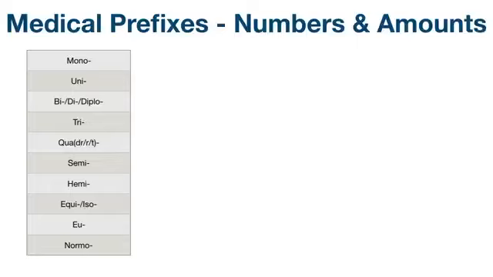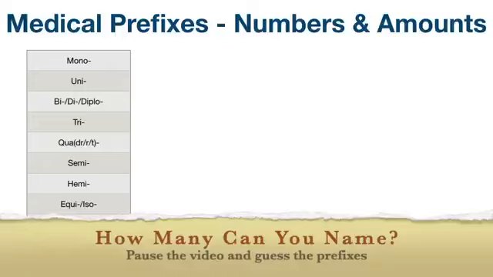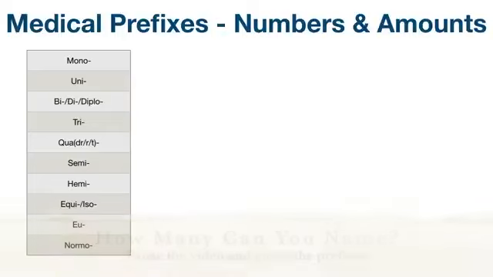Let's begin with common prefixes that describe a quantity, so these are things like numbers or amounts. Hit pause in the video and see how many you can name, or if you're just learning medical terms for the first time, then you can watch the video a second time and see how many you get right.